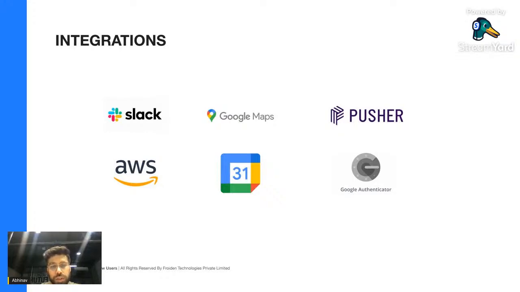AWS is used for the storage. So we have an option, you can configure AWS S3 if you want to upload all the documents directly to your AWS. Google Calendar is used to link your tasks, projects, invoices, and details directly to your Google Calendar. And the last one is Google Authenticator, which we are using for two-factor authentication.